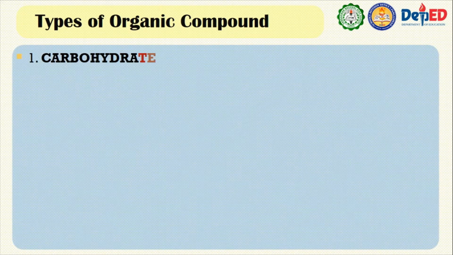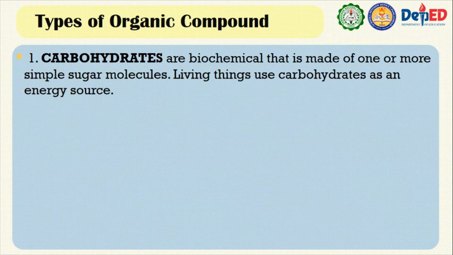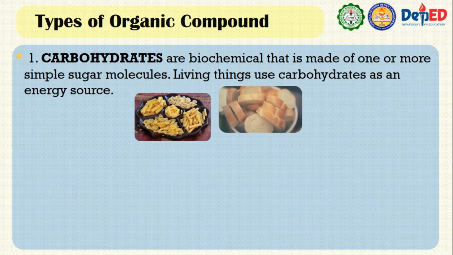Types of organic compounds. 1. Carbohydrates are biochemicals that are made of one or more simple sugar molecules. Living things, most especially humans, use carbohydrates as an energy source. These are the examples.